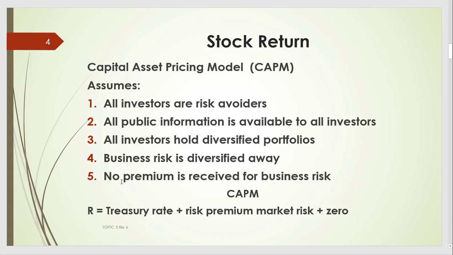The stock return that the capital asset pricing model is talking about assumes all investors are risk avoiders. All public information is available to all investors. Whether they look at it or not is not the question, it's just out there and available. All investors hold diversified portfolios. Business risk is basically diversified away because of the portfolios, so there's no premium received for business risk. So the capital asset pricing model return is going to be the treasury rate plus the premium for market risk scaled for the amount of market risk the company has, plus zero, meaning no business risk reward at all.